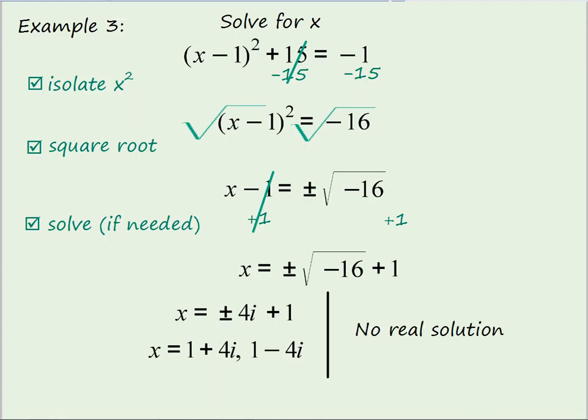The other school of thought simply says there is no real solution here because this does not give me a real number. It does give me imaginary numbers, but it does not give me real numbers. In your book today, in your assignment, you're going to simply write the no real solution side. If you have to take the square root of a negative number, it does not give you a real number, so just simply write no real solution.